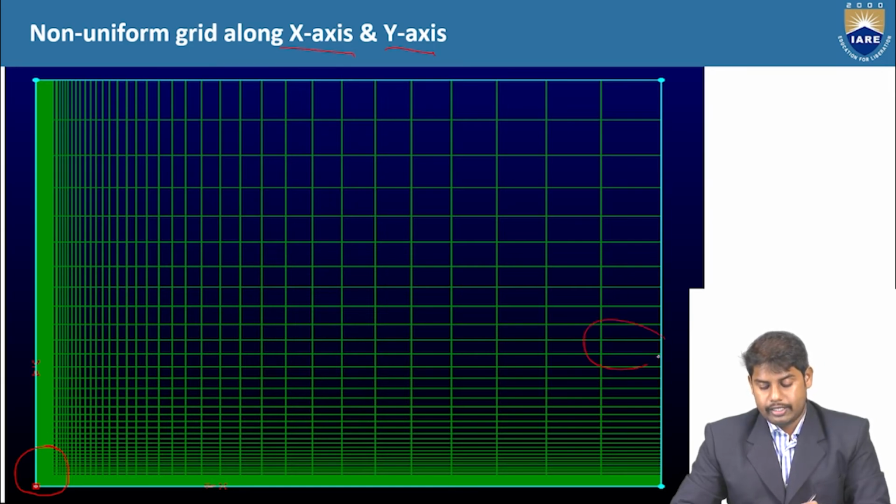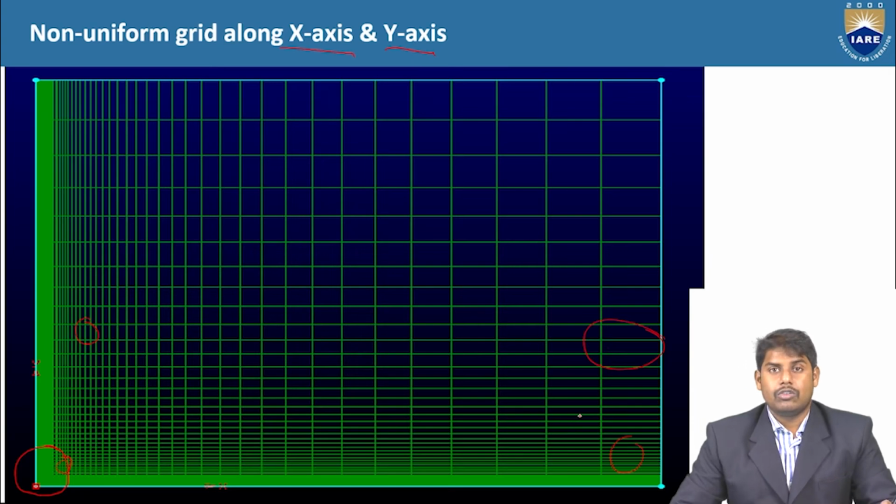Here you can see the spacing. If you look at this grid cell and that grid cell, they are entirely different. So this is the case where you have non-uniform spacing, and for uniform spacing, all the cells will have an equal shape.